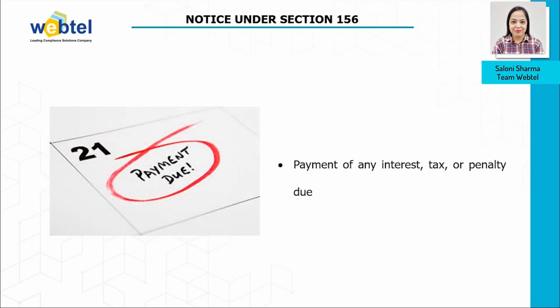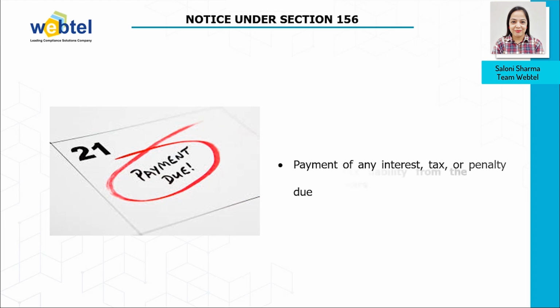Then comes the notice under section 156, which will be related to the payment of any interest, tax or penalty due. The income tax department might send you a notice under section 156 asking you to make the payment of any interest, tax or penalty due. Generally, the assessee is allowed a window of 30 days to pay the amount asked.